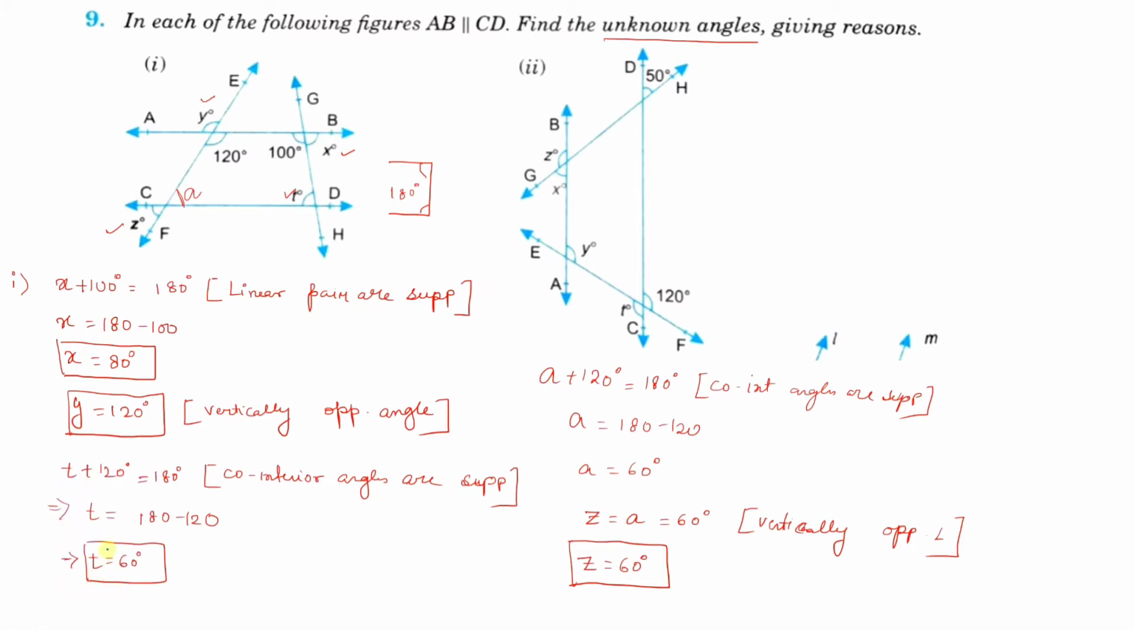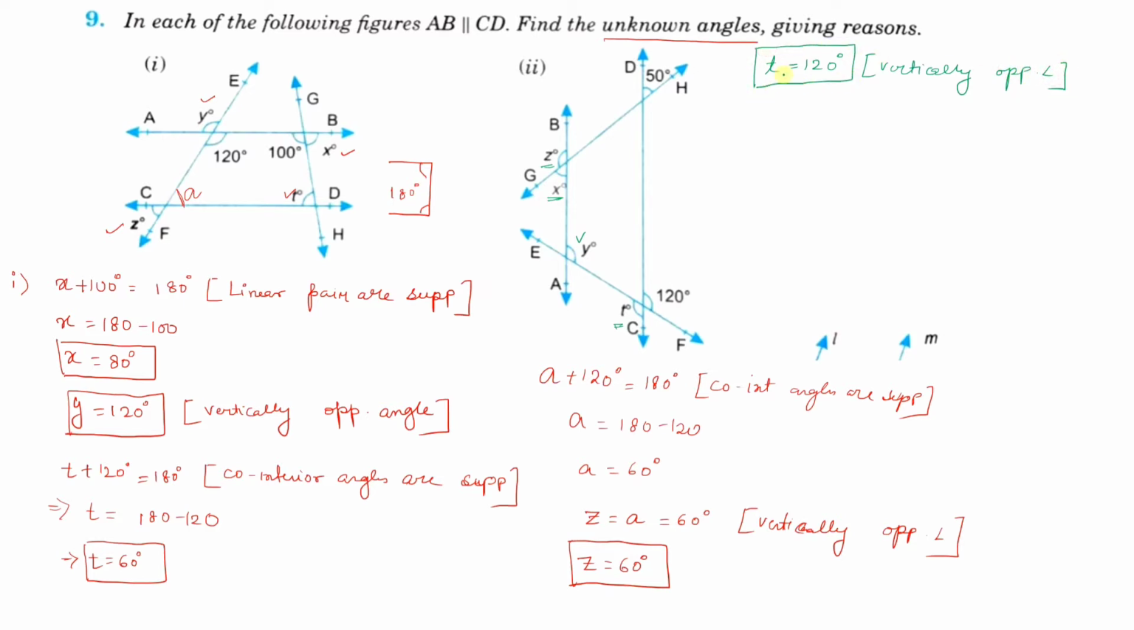In this also you have to find four unknown angles, that is x, y, z and the value of t. So look here, we can easily find out the value of t, because t and 120 are vertically opposite angles. So write down t equals 120 degree. The reason will be vertically opposite angle. Okay.